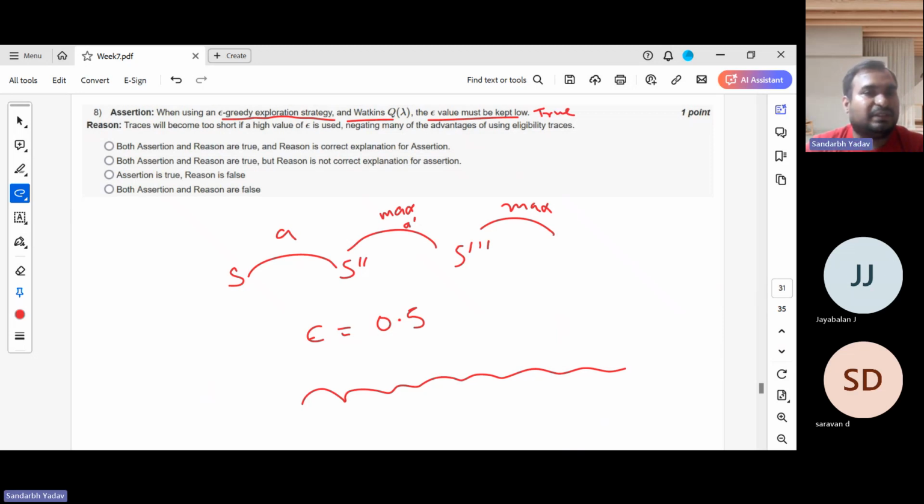Now, the reason they have given is traces will become too short if a high value of epsilon is used, negating many of the advantages of using eligibility traces. So essentially, this is the reason, right? This reason is also true, but you need to figure out whether this explanation is the correct explanation or not. Essentially it is, because this is what we got here.